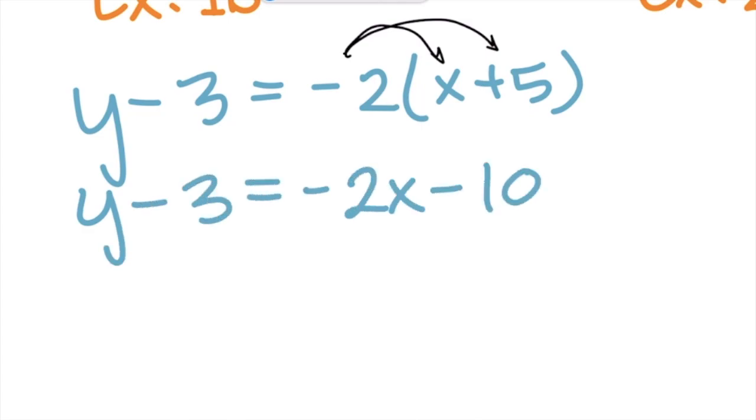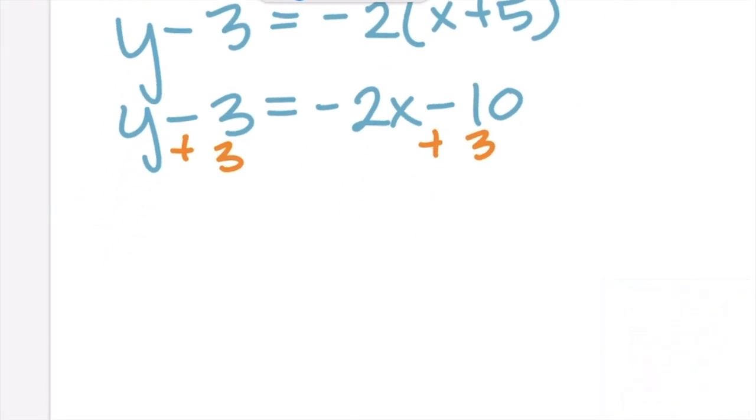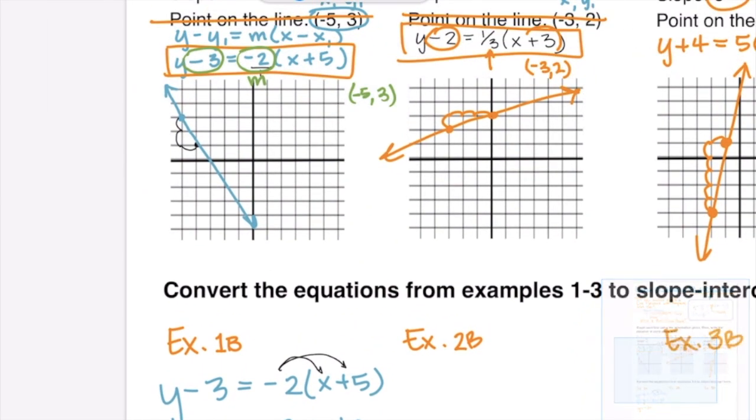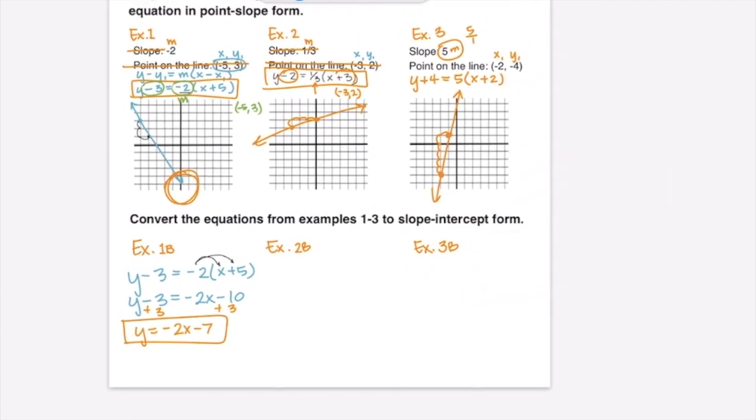And then remember, slope-intercept form is y is equal to, so we've got to get y by itself. So I'm going to add 3 to both sides. The like terms in this are those constant terms. So we can say y is equal to negative 2x, and then we can combine negative 10 and 3 and get a negative 7. Now, if I drew my line really nice up here, you would end up seeing that my y-intercept would have been negative 7. All right, let's go on to example 2.